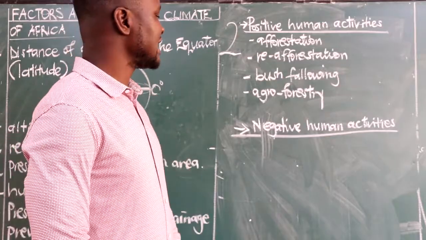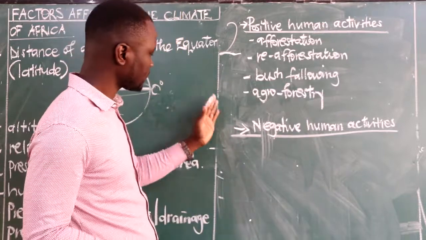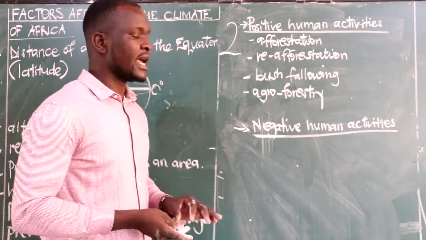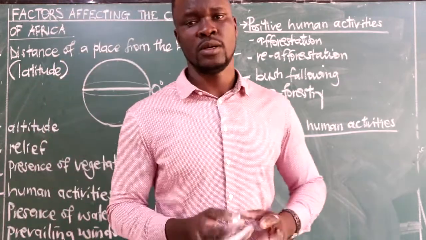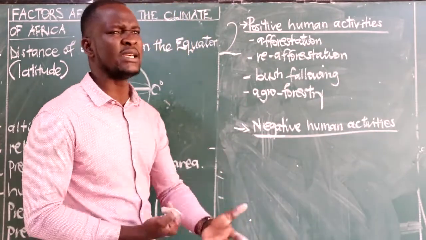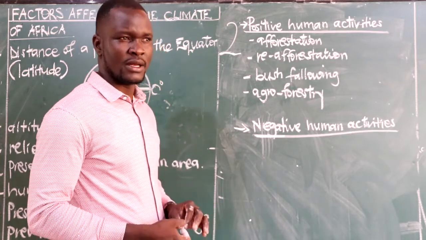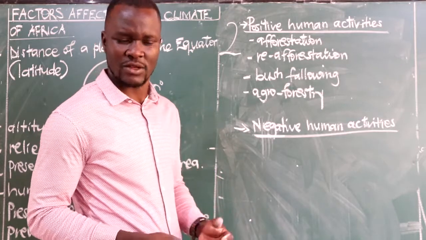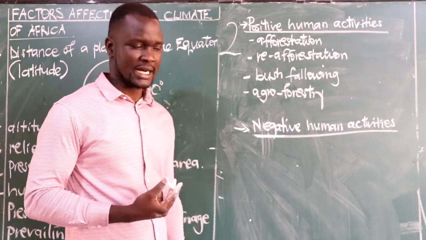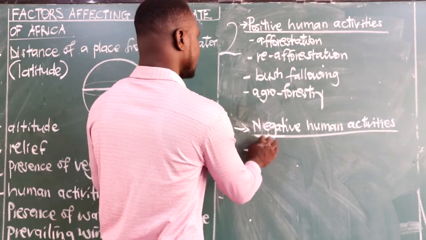Now, we are looking at negative human activities. What are these ones? Here we are looking at the opposite. These are the activities that man does in the environment and will lead to the destruction of the environment in that area. Which means they lead to the spoiling of the environment in that area. They affect the climate negatively. Now, if we are asked which activities can those be that man can do and they can affect the climate in a bad way, we have man doing what we call deforestation.